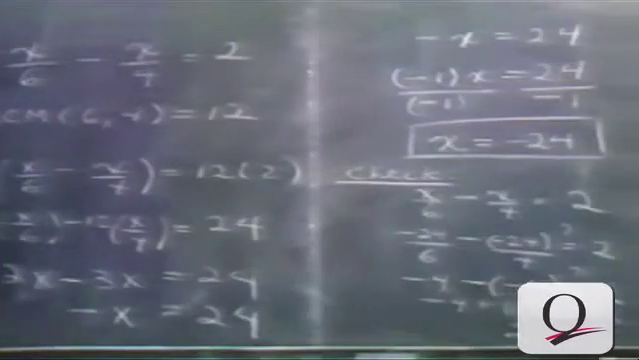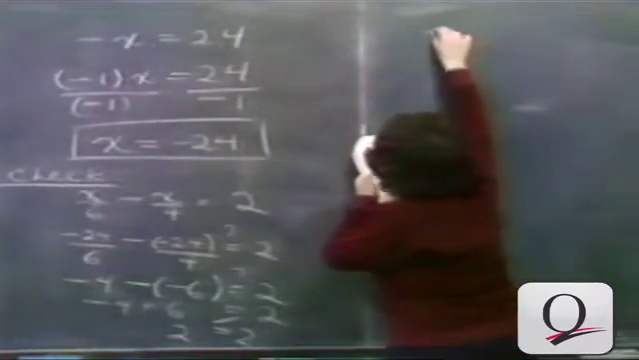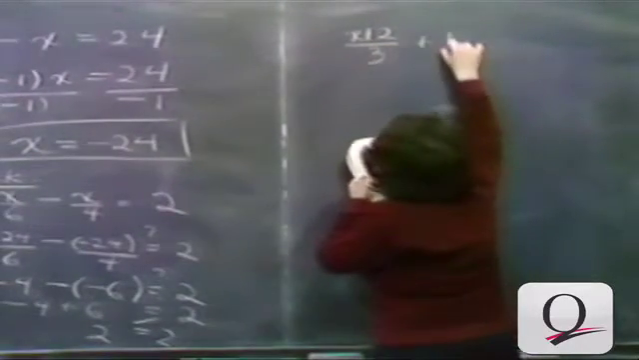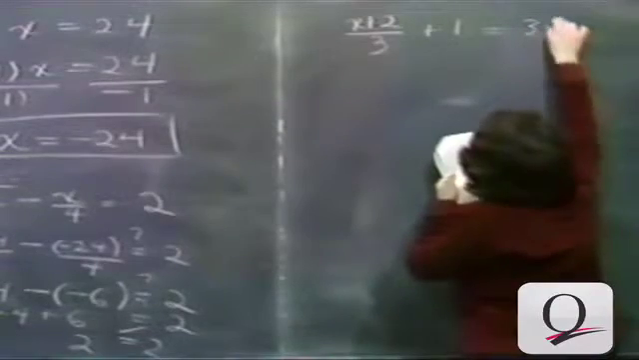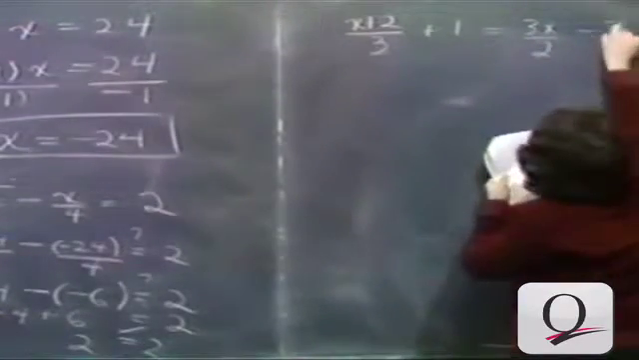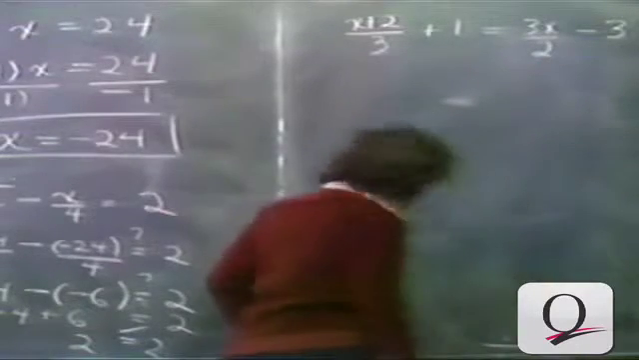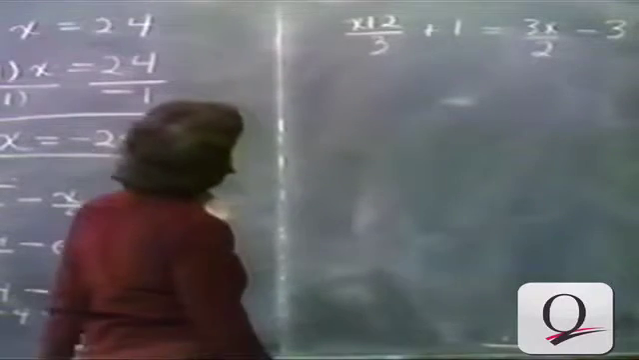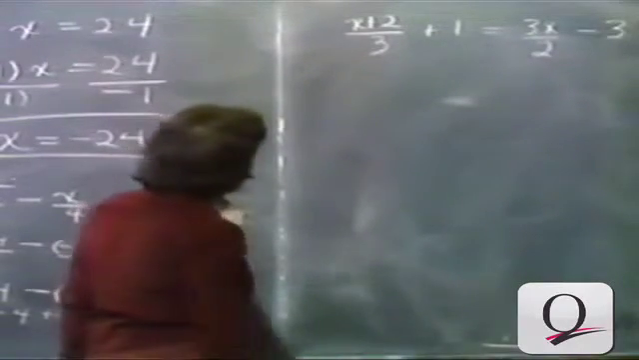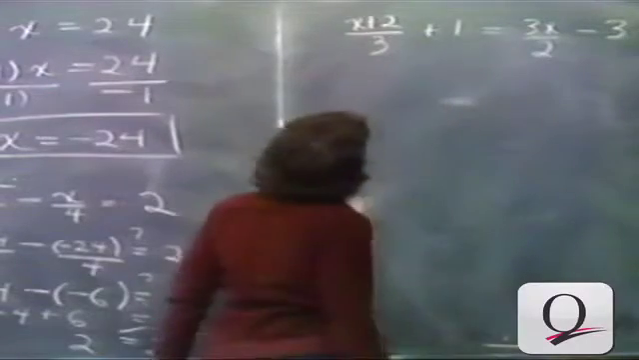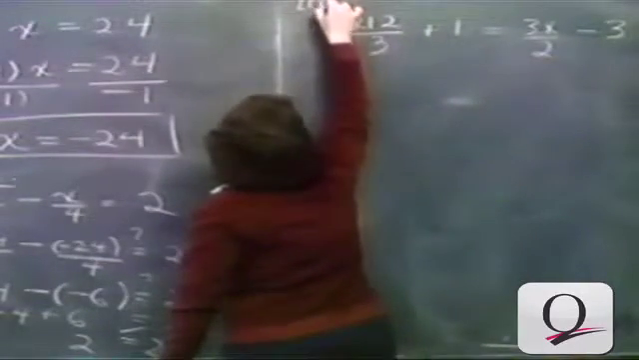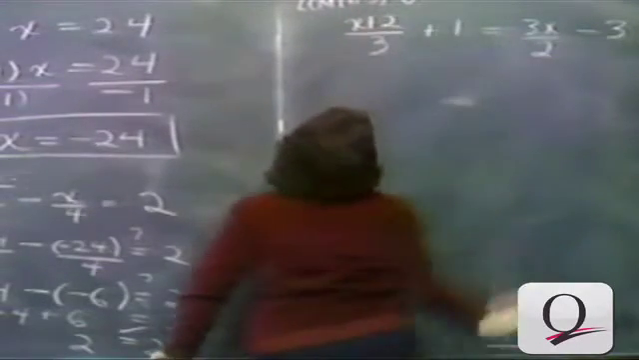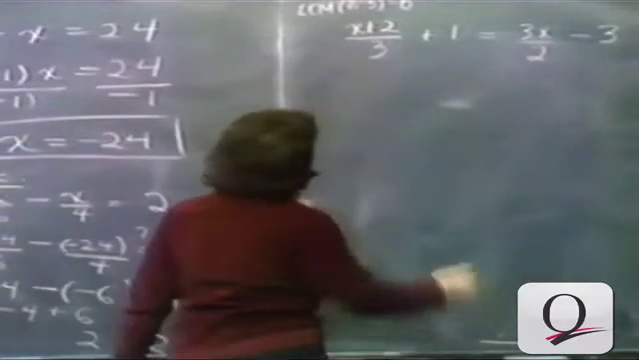Okay, for our next example, let's try this. x plus 2 over 3 plus 1 equals 3x over 2 minus 3. In this particular problem, it turns out that the least common multiple is the product of the denominators. 6 is the smallest number that 2 and 3 both go evenly into. So the least common multiple of 2 and 3 is 6. So we will multiply both sides of the equation by 6.